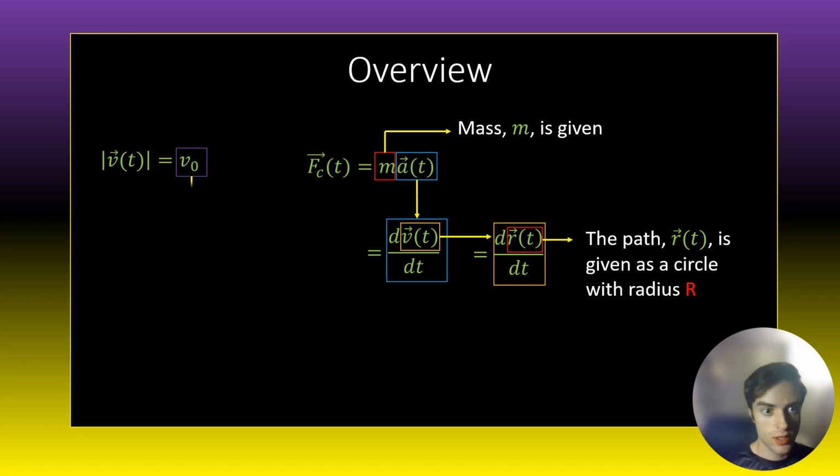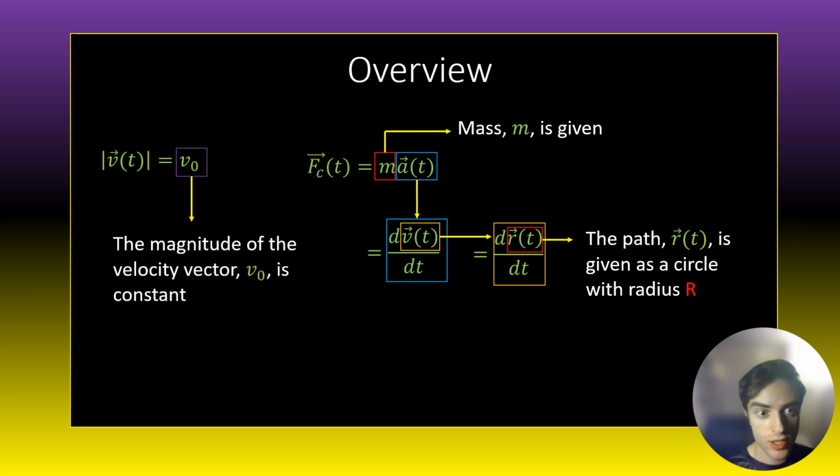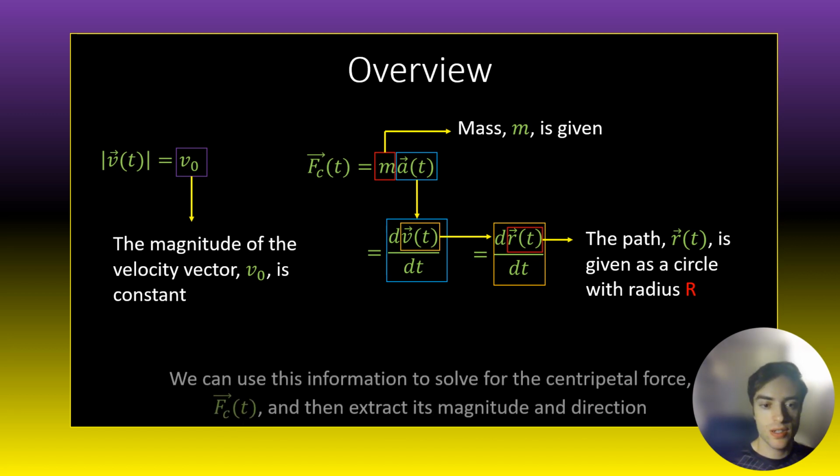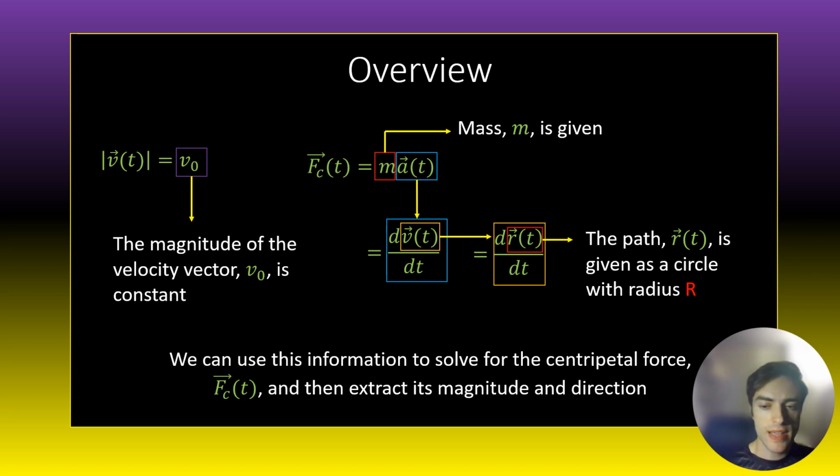Also, the magnitude of the velocity vector must be equal to a constant, and we will call this constant v naught. So we could use this information to solve for the centripetal force Fc of t, and then we could do an extraction procedure where we extract the magnitude and direction from this vector. It is a very careful procedure. It must be done with utmost caution, I advise you.